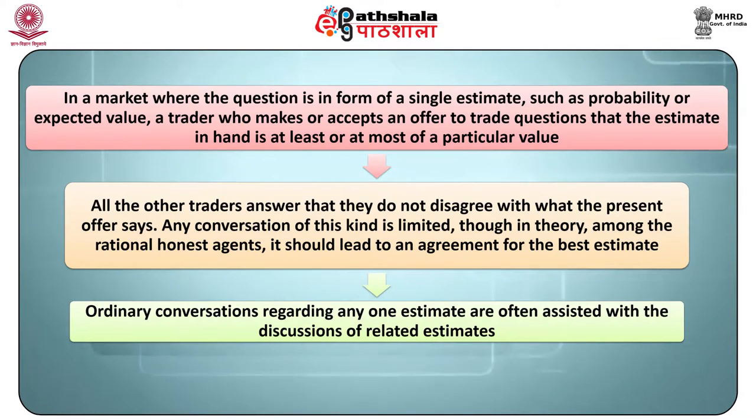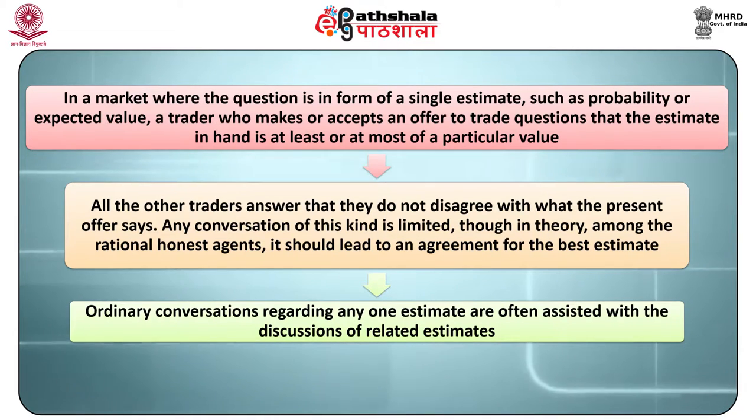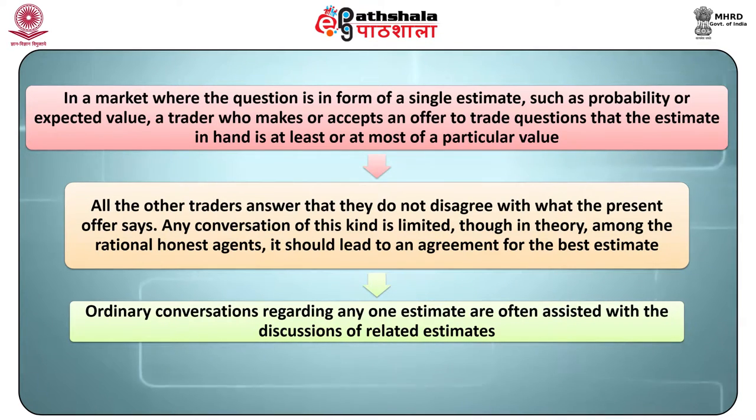In a market where the question is in the form of a single estimate, such as a probability or expected value, a trader who makes or accepts an offer to trade claims that the estimate in hand is at least or at most a particular value. All the other traders answer that they do not disagree with what the present offer says. Any conversation of this kind is limited, though in theory, among rational, honest agents, it should lead to an agreement on the best estimate.